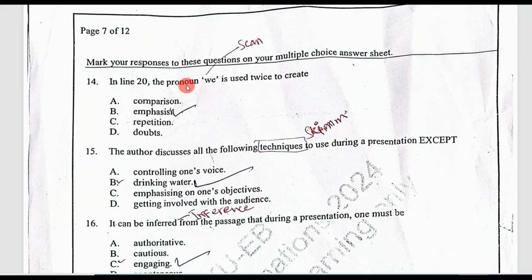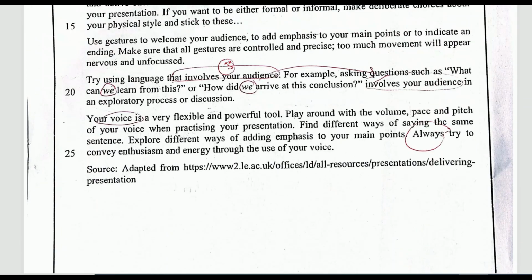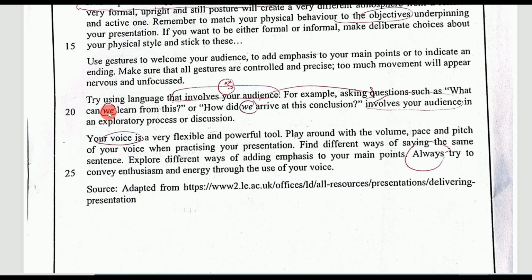In line 20, the pronoun we is used twice to create... So now we need to first scan the location, line number 20, where the pronoun we is used. Here we is used twice, right? To get its contextual meaning, why this is used twice, we need to read a line before the first one and a line after the second one. From here we can get an idea why the author has used the pronoun we twice.